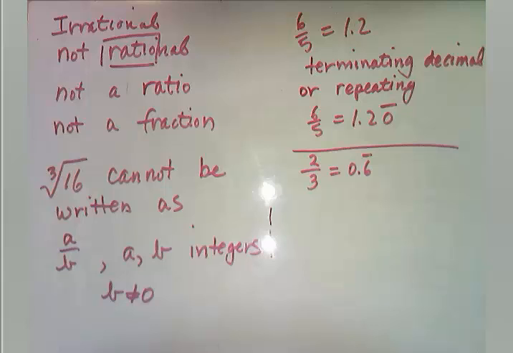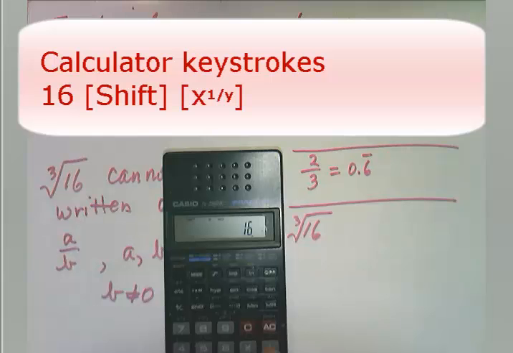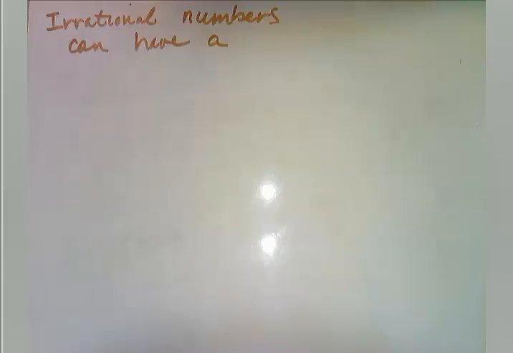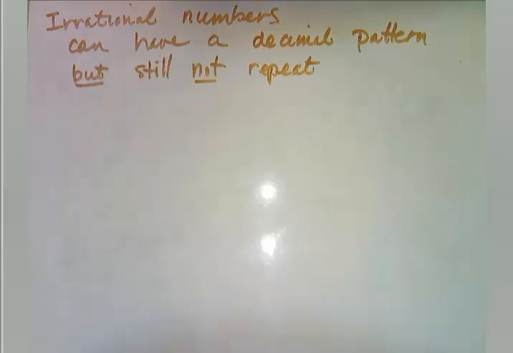It is 0.6 repeating. However, if I find the cube root of 16 using my calculator, I find that it is 2.5198, and a bunch of digits afterwards. This will not repeat. So the cube root of 16 is a non-repeating decimal, and the cube root of 16 is irrational. Irrational numbers, though, even though they don't repeat, can still have a pattern. Here are two examples of irrational numbers that have a pattern but do not repeat.